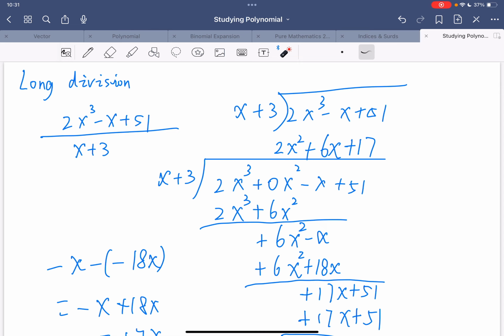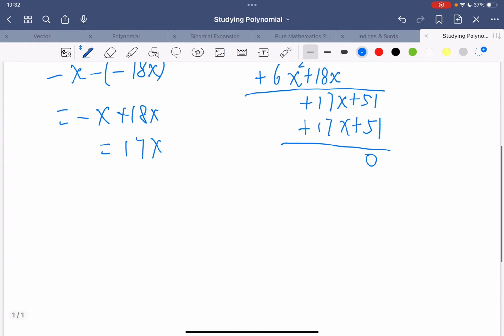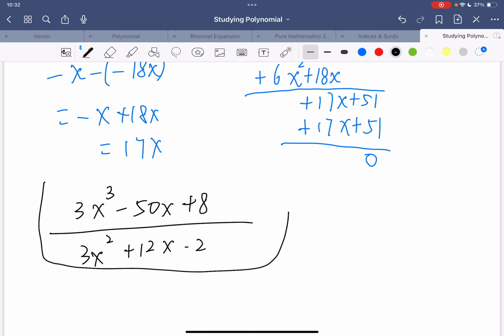Okay, so I'll give you guys an example here. What if I give you a question like this? 3x squared minus 50x plus 8, divided by 3x, oops, this one is cube, okay, 3x cubed plus 12x minus 2. So please solve the question, okay?